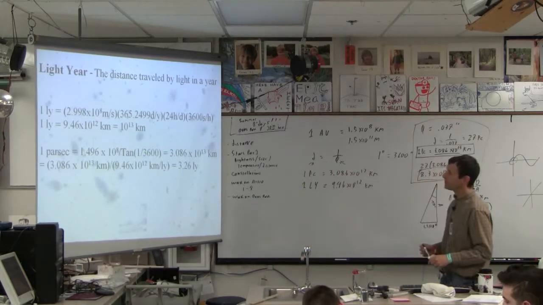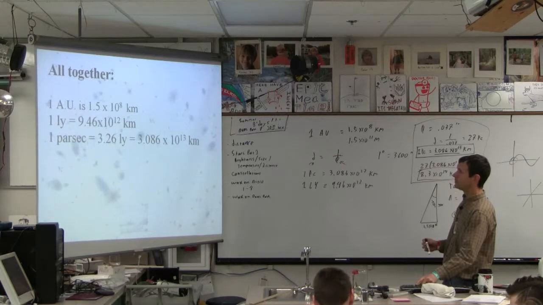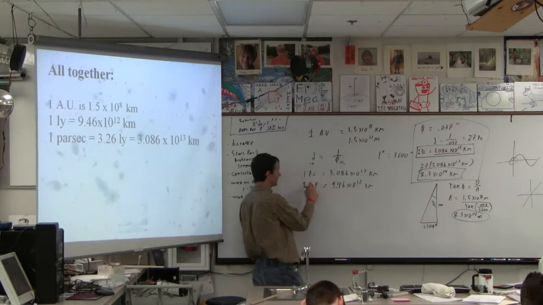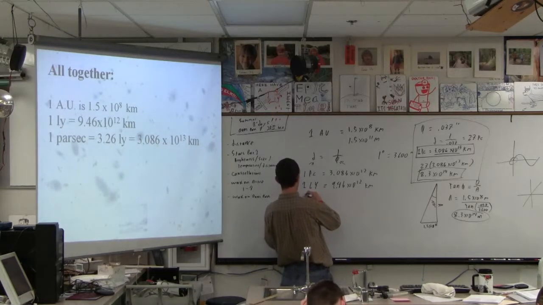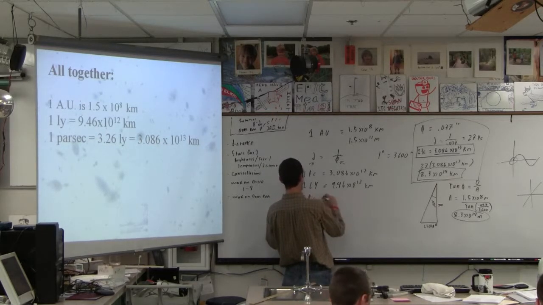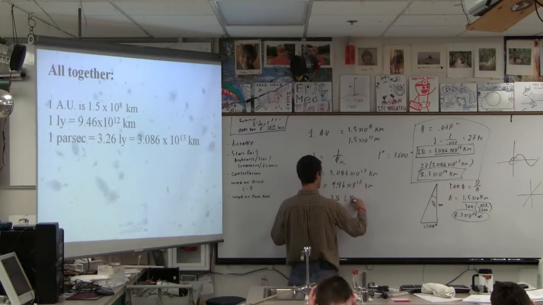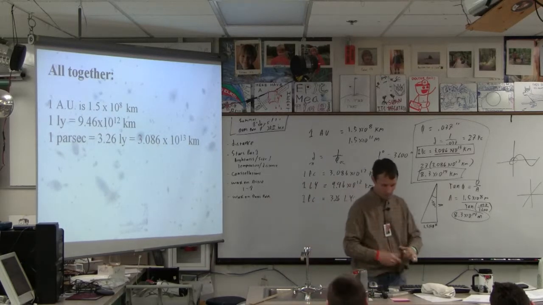Okay, and I think we've got some whiteboards altogether. It's kind of cool that these 2 major units, a parsec and a light year, are really close to each other. 1 parsec is actually 3.26 light years. That's kind of cool, isn't it?